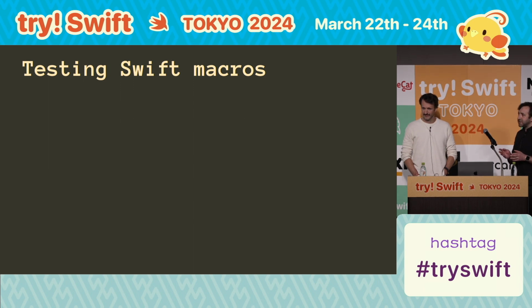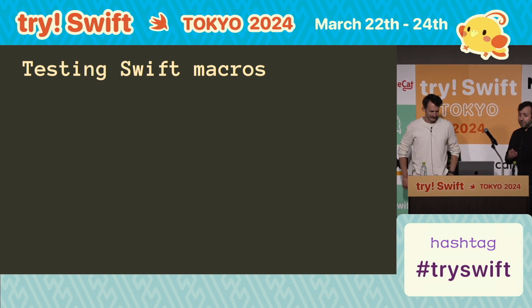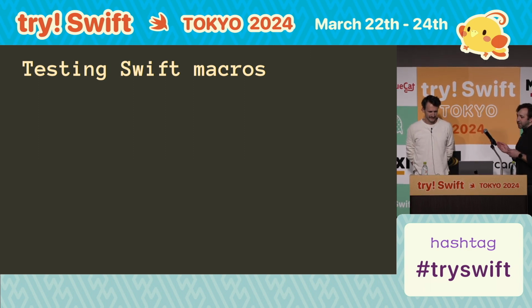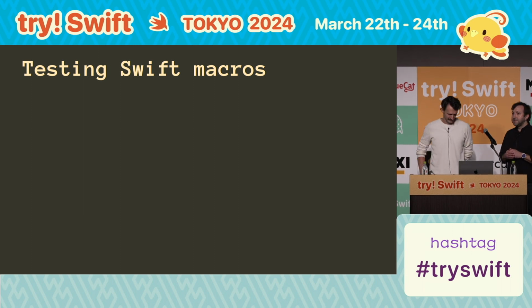Because macros are essentially Swift programs that analyze existing Swift code to produce all new Swift code, there's a lot that can go wrong, and you end up with invalid Swift code. So today, we're going to be discussing how one tests macros to ensure that they behave as expected over the many, many, many different ways that they could be used.